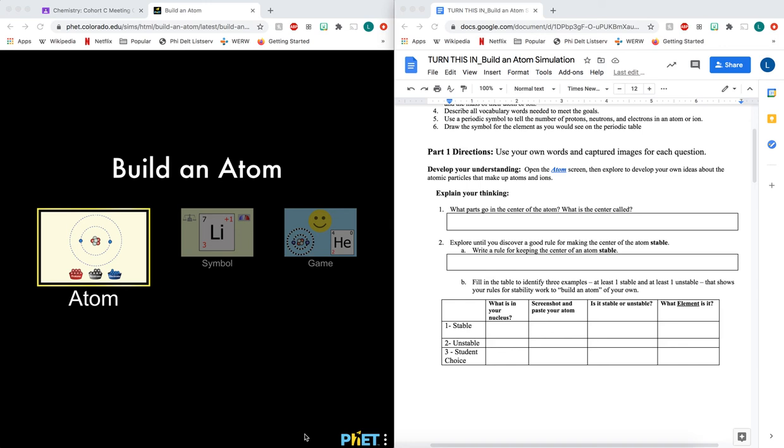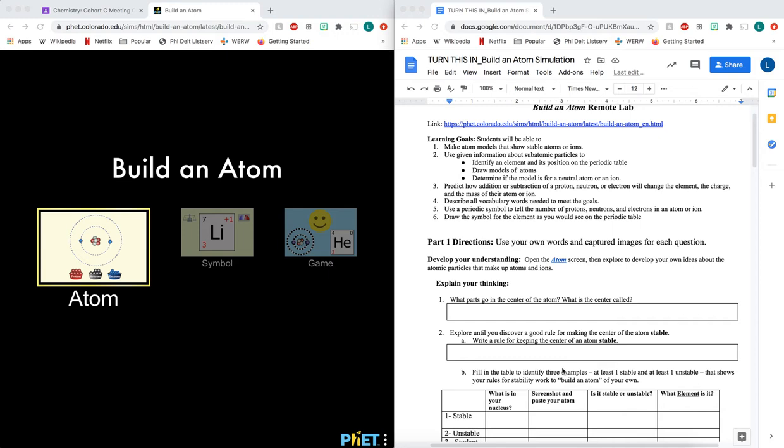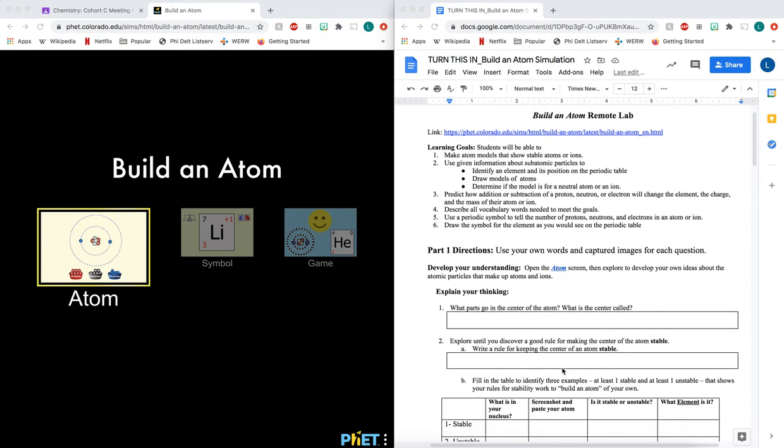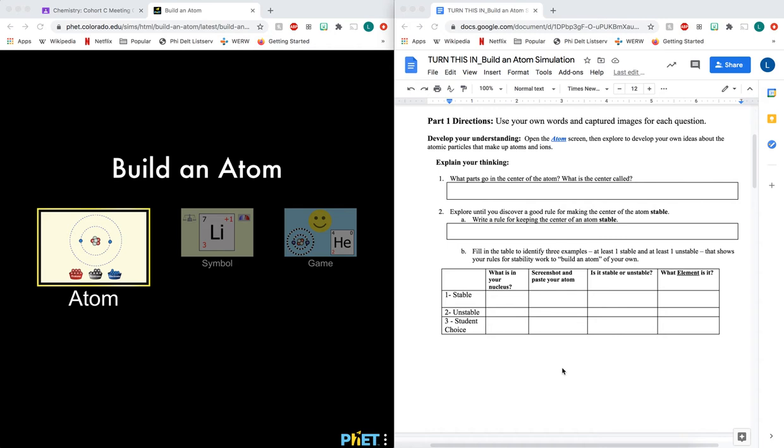Hello, chemistry folks. This is going to be a little video guide for our Day 6 Build an Atom Simulation assignment. On the right side of my screen over here, I have the worksheet that you will be filling in your questions and drawing your conclusions on, and on the left side of my screen is the simulation. The atom part and the symbol part is what you will be using for this document.